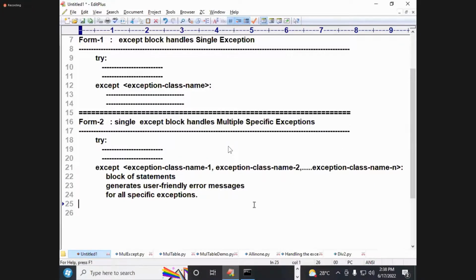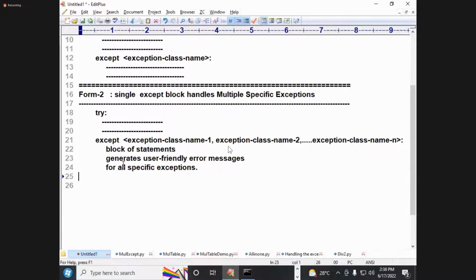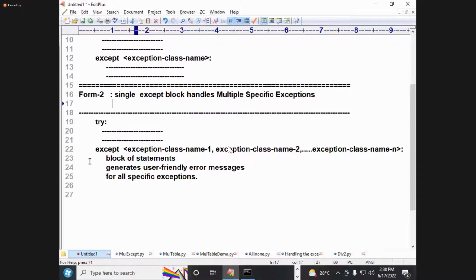This facility is known as what? We can call it a multi-exception handling block. Spell it out once. Multi-exception handling block. This facility is called, I will write it there, and I will show the example also. This facility is called what? Multi-exception handling block. Well, are you okay?